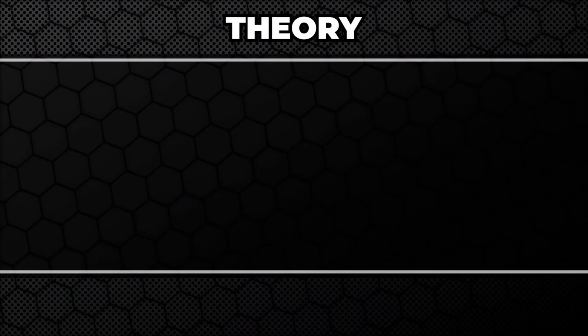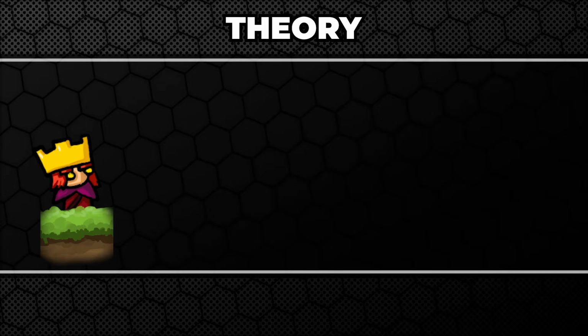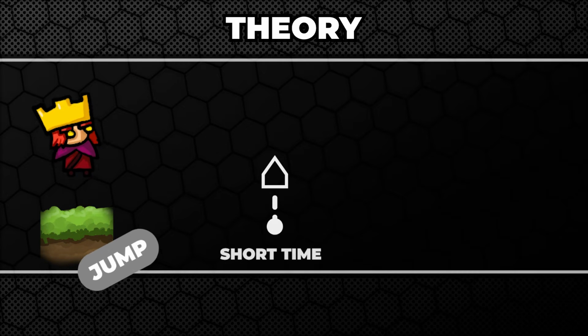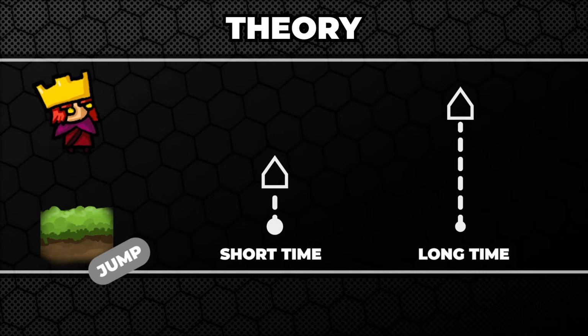Theory time! The concept is pretty straightforward. The height of the jump depends on how long the jump button is pressed. Pressing the button for a short time means low jump. Pressing it for a long time means higher jump.